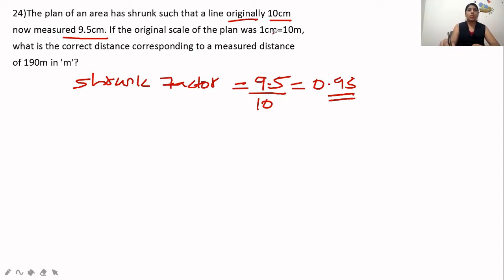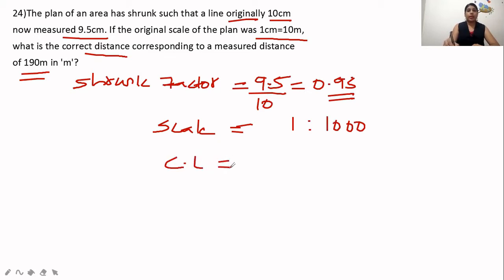If the original scale of the plan was 1 centimeter is equal to 10 meters, so what is the scale there? They said 1 centimeter is 10 meter, that is 1 is to 1000. That is the scale actually. So what is the correct distance corresponding to a measure of 190 meter, they are asking. So what do you have to do? Correct length or correct distance.